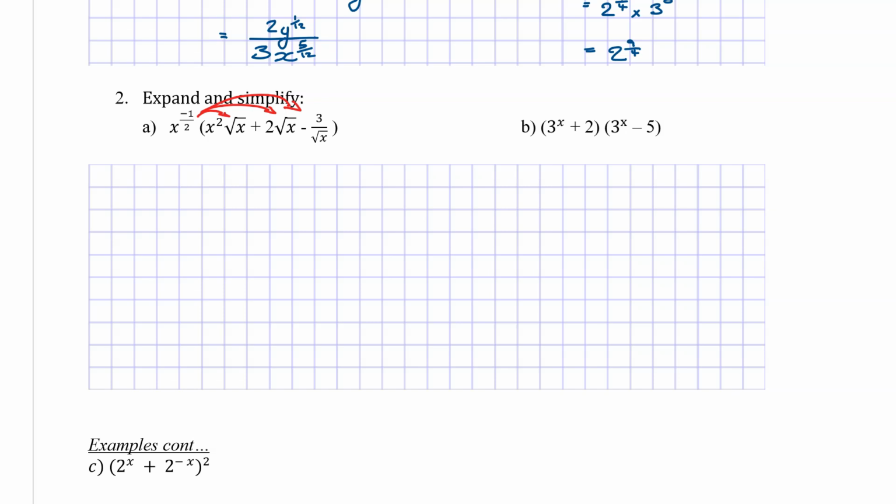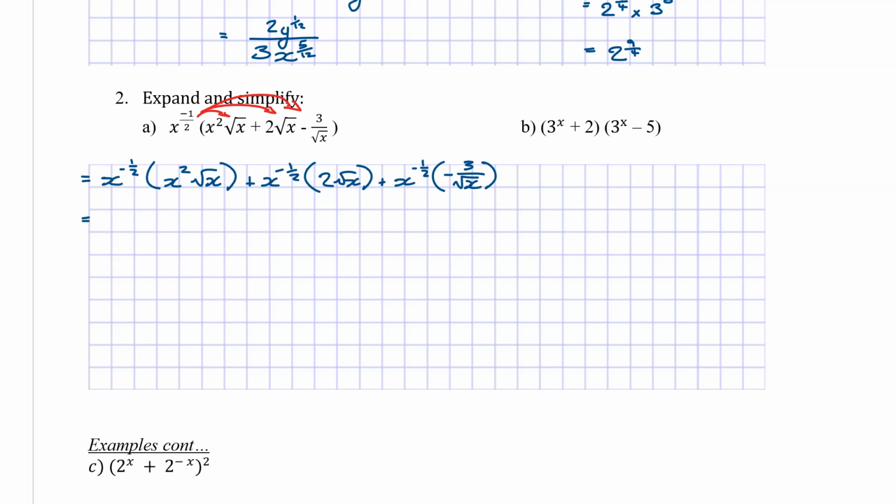So jumping straight into it, we're going to get x to the negative a half. Now we're going to multiply it with x squared root x plus x to the negative half in parentheses 2 root x like so, and then we'll add a plus in, go x to the power of negative a half multiplied by negative 3 over root x, like so.